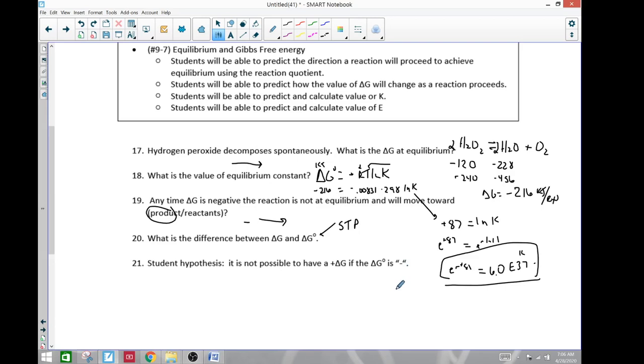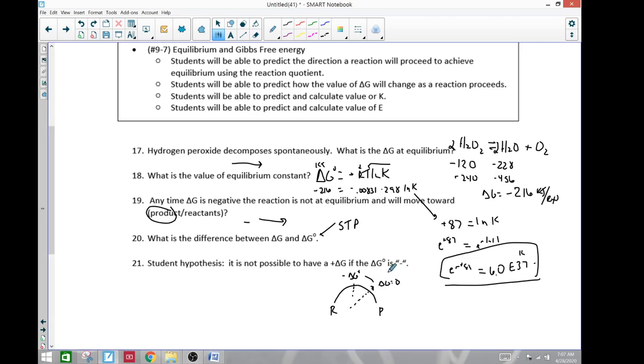Well, it depends on the reaction. If it's for the same reaction, obviously, then we have reactants and products, and we're right here. If your delta G prime is negative, that means to get to equilibrium, you're going to have to end up over here. So you're moving this way to get to here. Delta G at that point equals 0.